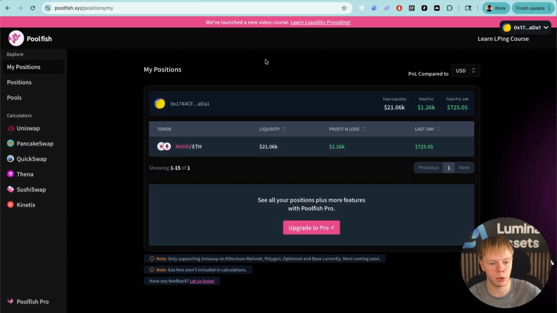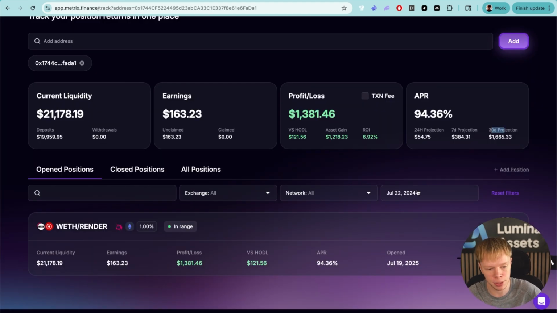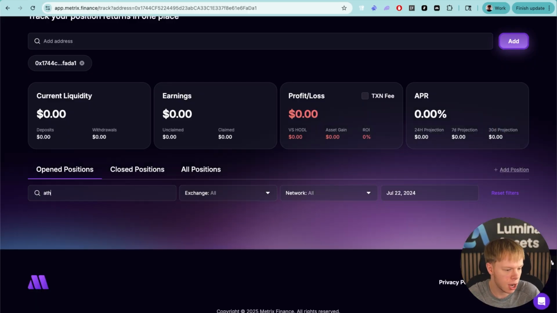Now, one thing I noticed is I can only see open positions on PoolFish, whereas over on Metrix Finance, I can view all of my positions. I can look after a specific date. I can filter them by typing in a specific asset.